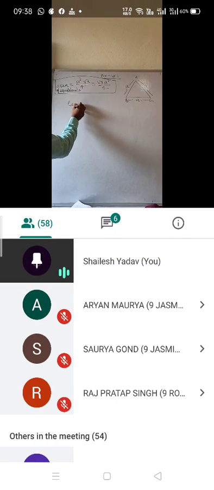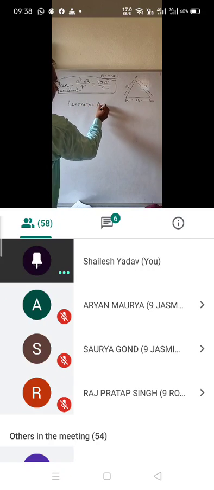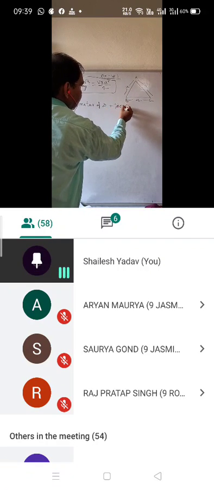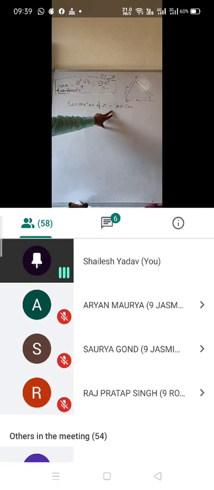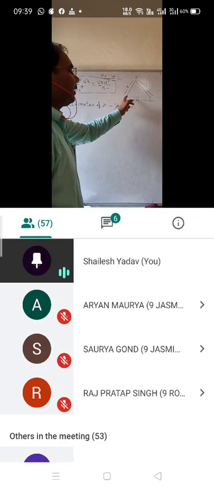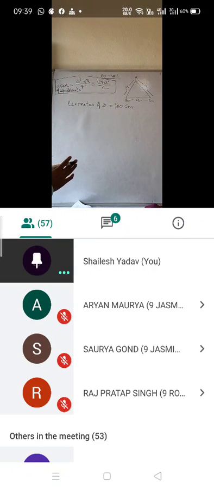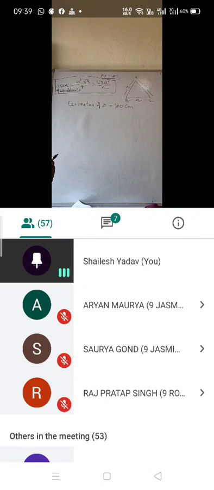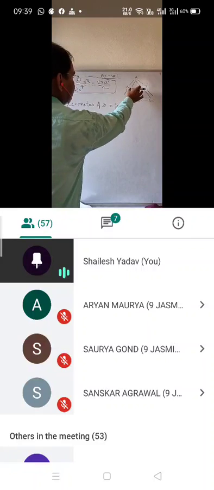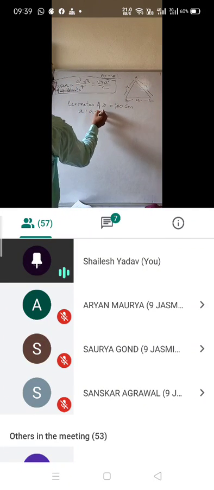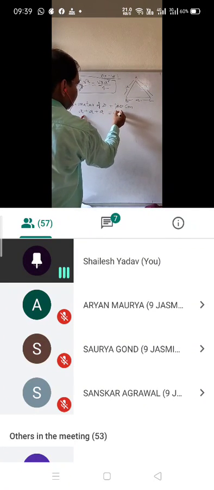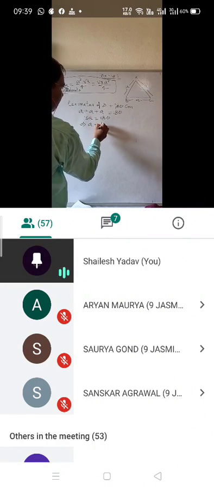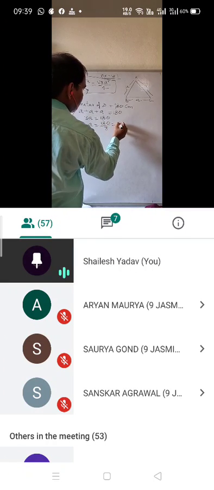So the perimeter of the triangle is equal to 180 centimeter. If the perimeter is 180 centimeter, what will be the side of this equilateral triangle? That will be 60 centimeter. It is an equilateral triangle, so you can write a plus a plus a, the sum of all three sides is 180. Then 3a equals 180, which shows that a equals 180 upon 3, that is equal to 60 centimeter.